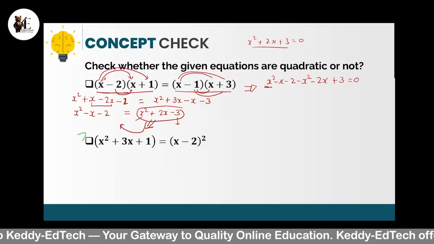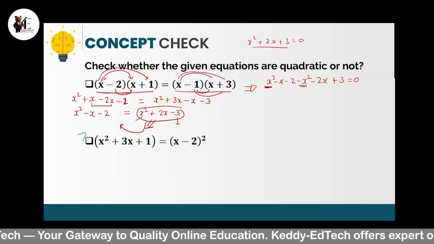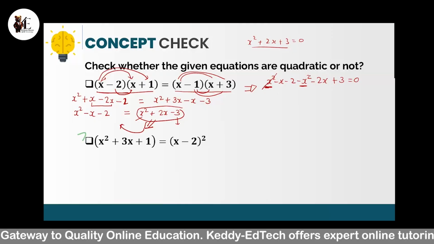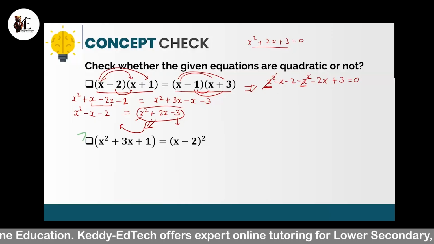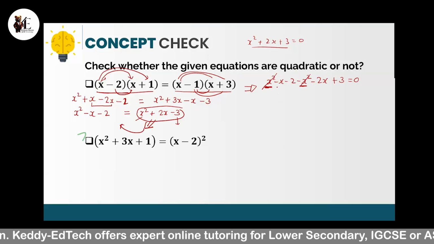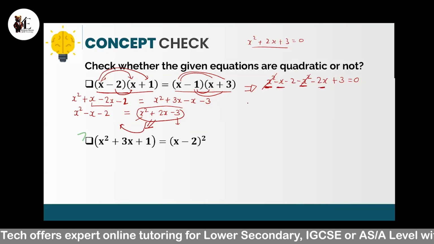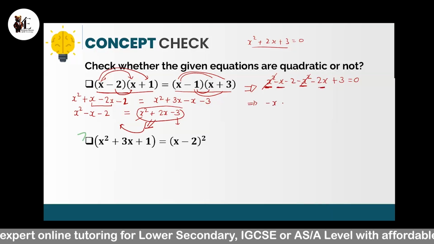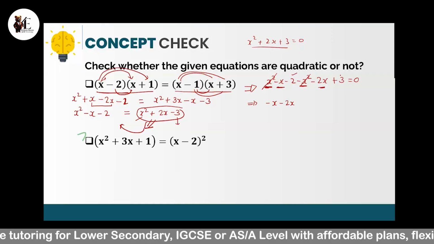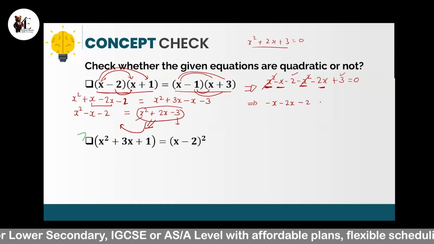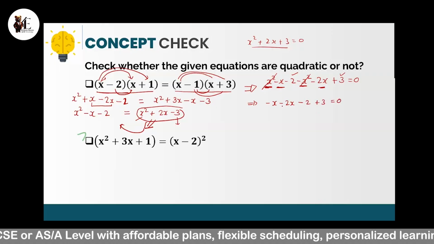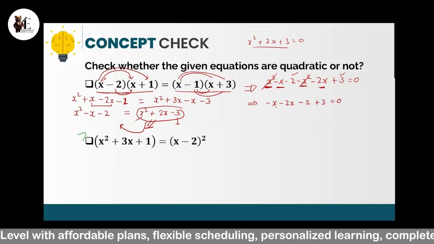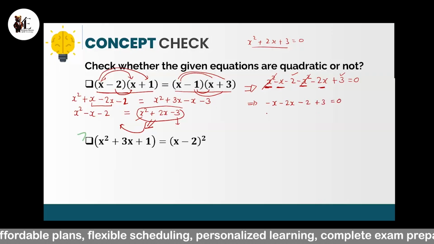So you can see x square minus x square will cancel out, x square minus x square will be 0. Similarly, minus x and minus 2x. I'm writing in the next step minus x minus 2x and minus 2 plus 3. That's what we have left in this expression. So minus x minus 2x. Minus minus plus, it means we have to add these two expressions.